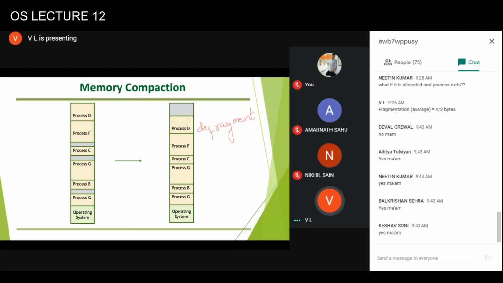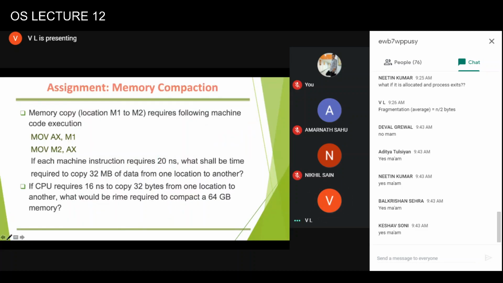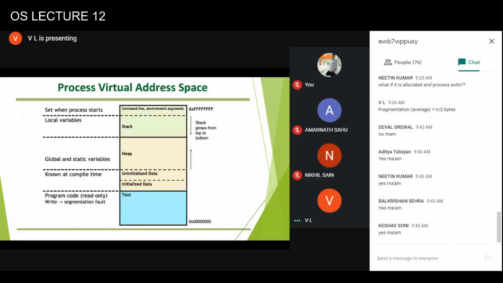You will find that on your operating system, there will be a facility for defragmentation of the hard disk. So initially in the early years, the same defragmentation technique was allowed for main memory management. Any questions?